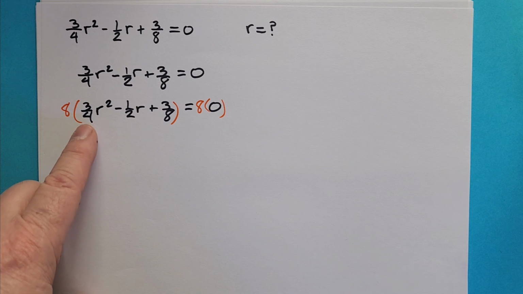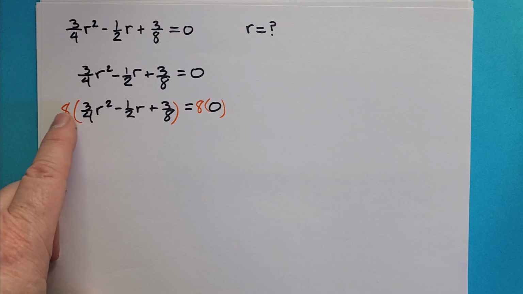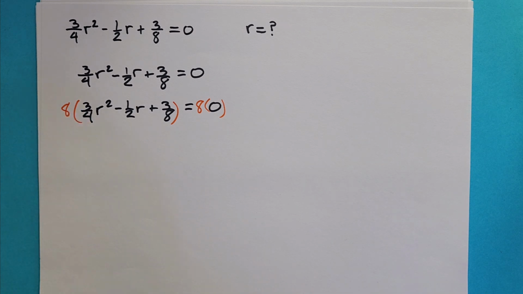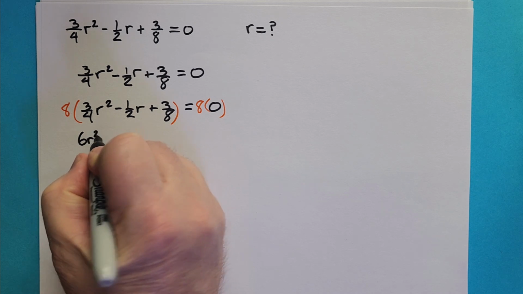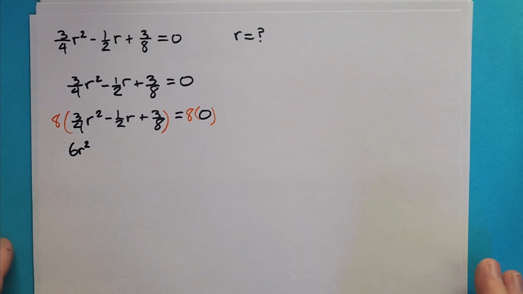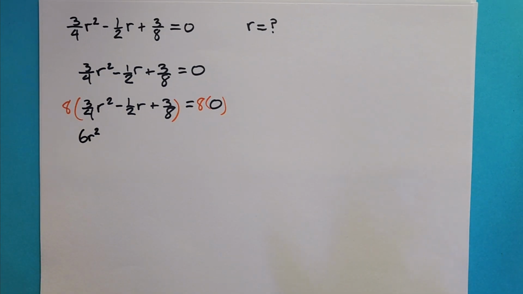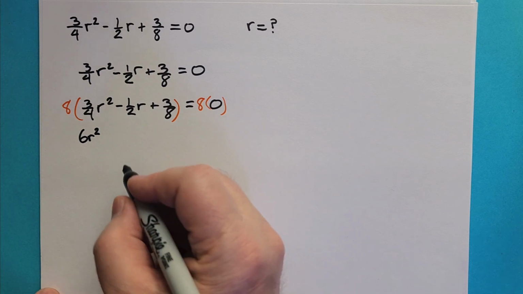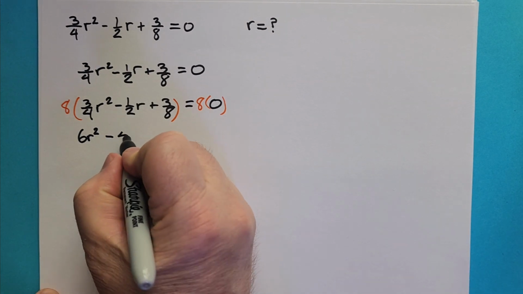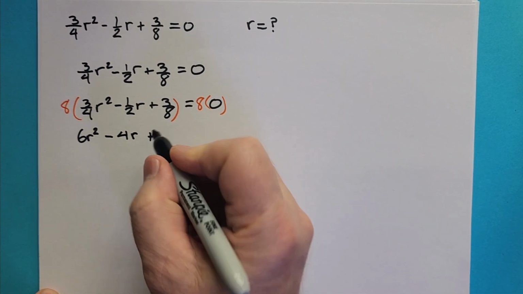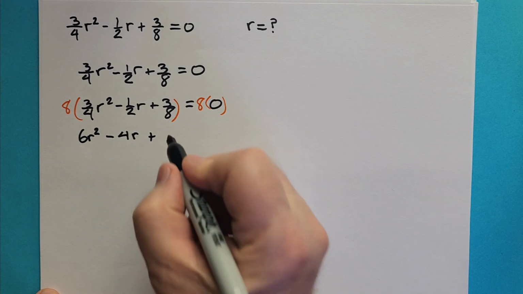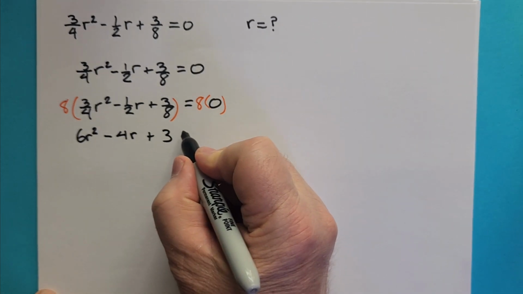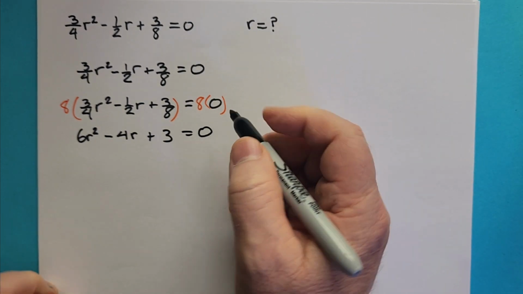Or you can say the 4 cancels with the 8, leaving you with the 2, and 2 times 3 is 6. Either way, we're going to get 6r squared. And then 8 times 1/2 is 4, or the 2 will cancel with the 8, leaving you with the 4. So this will be a negative 4r. And then we multiply the 8 times the 3/8. The 8s will cancel, just leaving us with a 3, and then that's 0 on the other side.